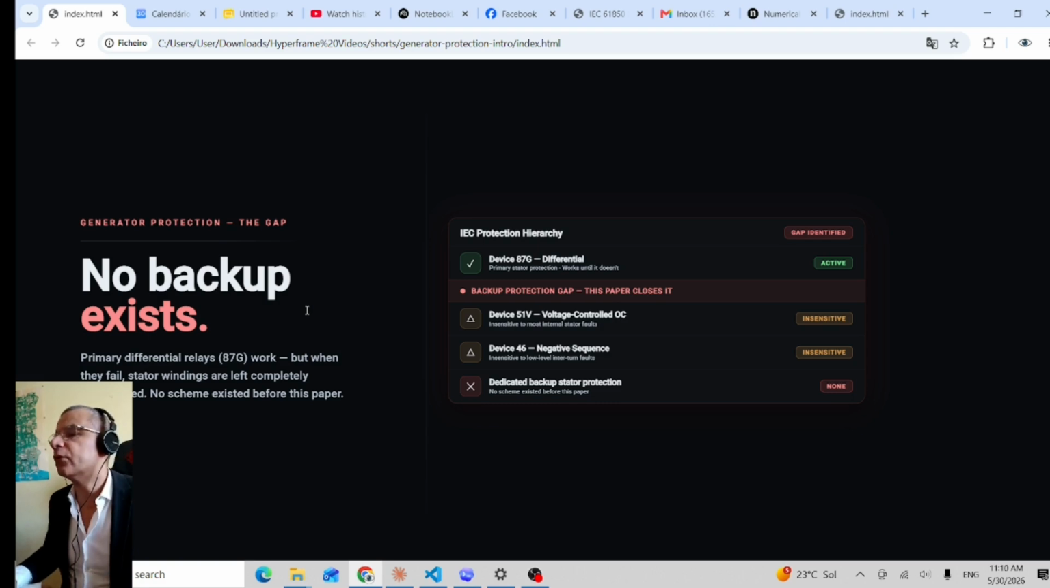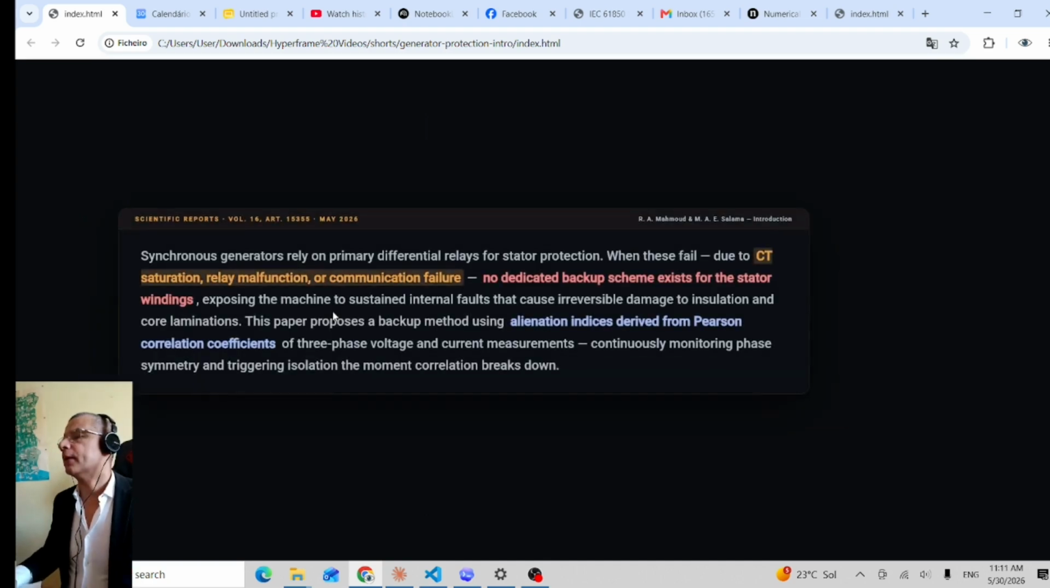You've got voltage-controlled overcurrent, negative phase sequence, and dedicated backup stator protection, where you have some legacy relays. I think of the PVMM that was manufactured in Chennai. But a dedicated backup doesn't exist. The backups mentioned here in the slide don't really address correlation between phases. Okay, and that's the blind spot.